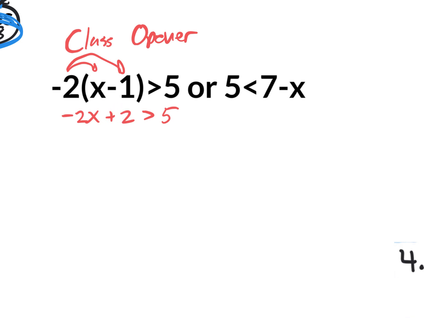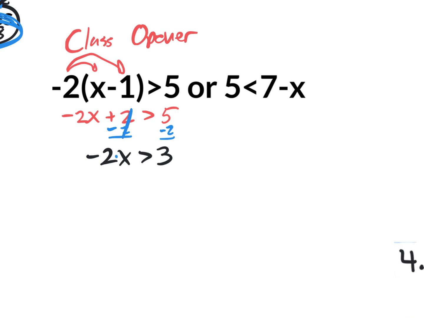How do you get rid of something? You do the opposite. The opposite of +2 is -2. What you do to one side, you must do to the other side. Here's your new inequality, -2x. Bring down the inequality, greater than 3, okay? After that, you need to realize that you have -2 times x is greater than 3.